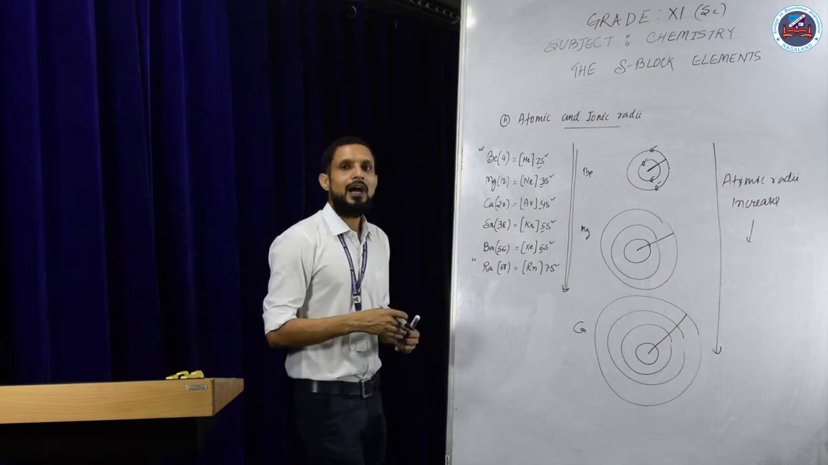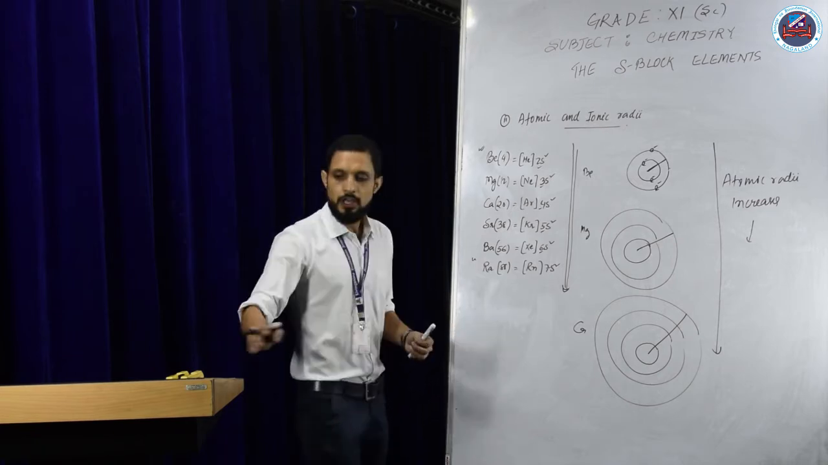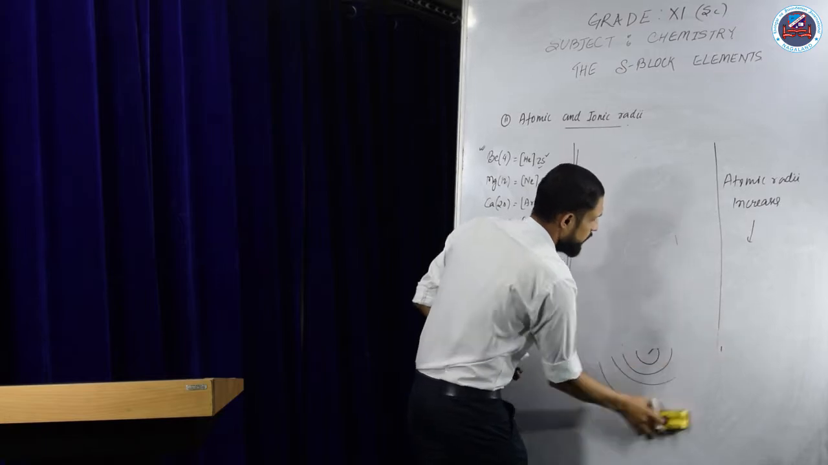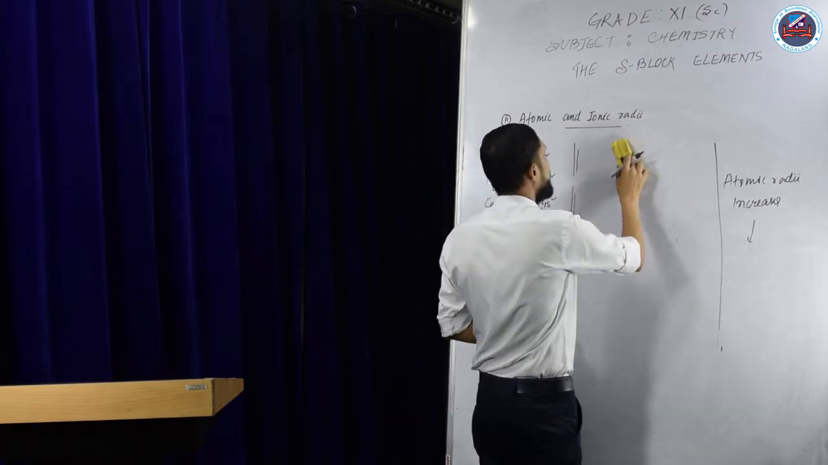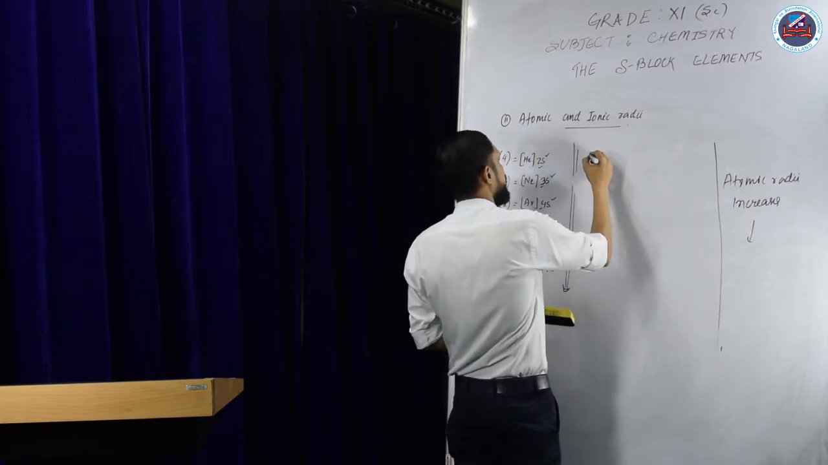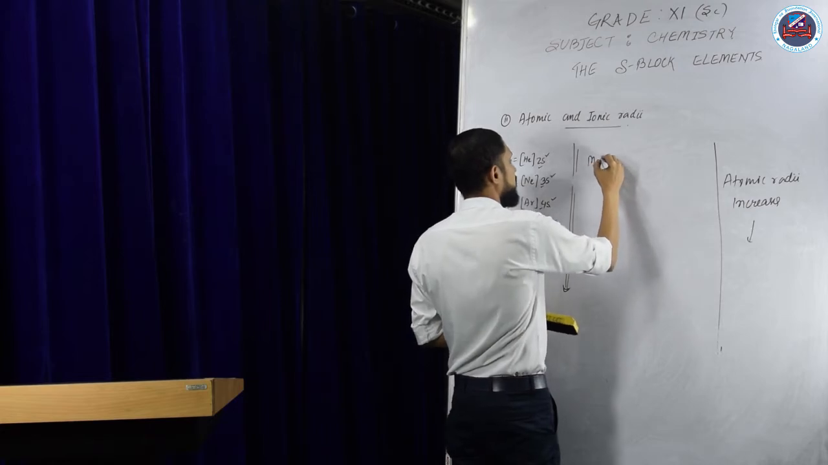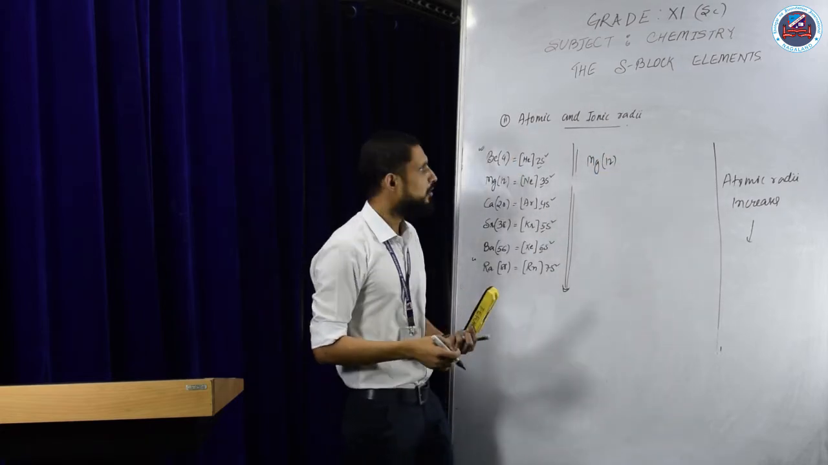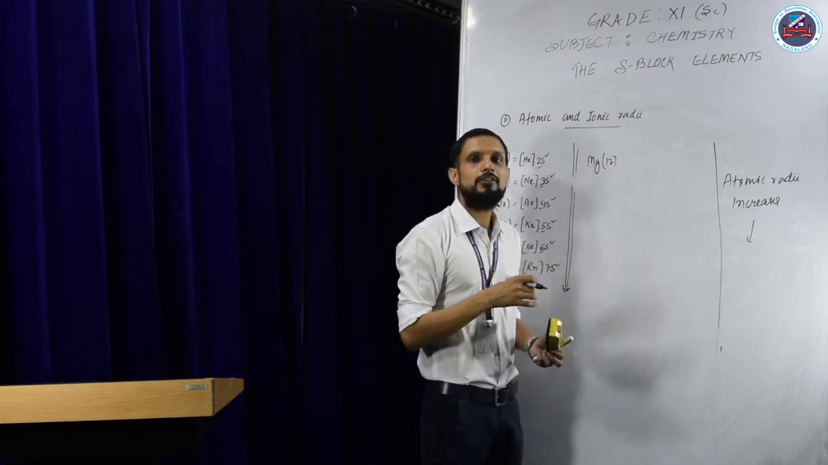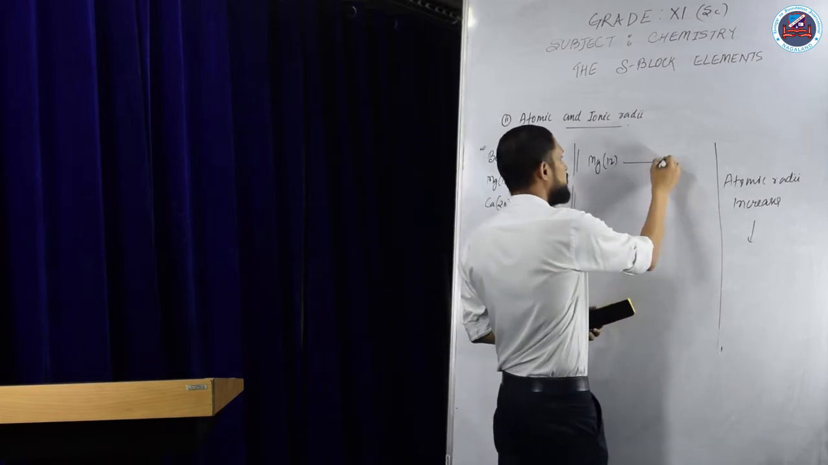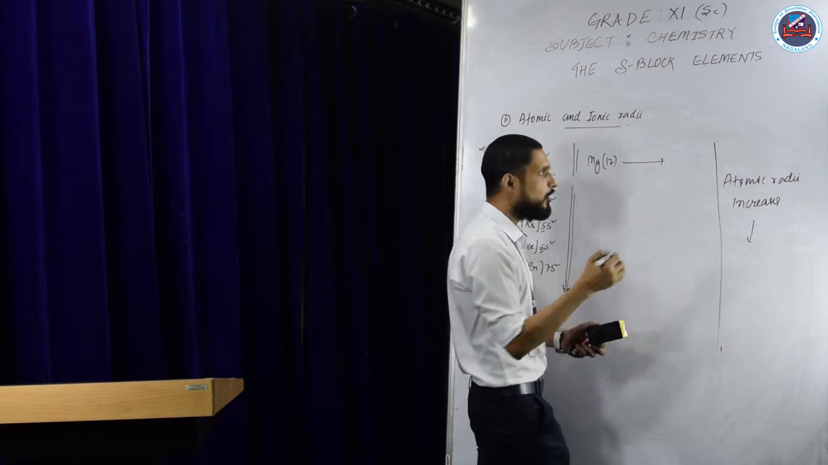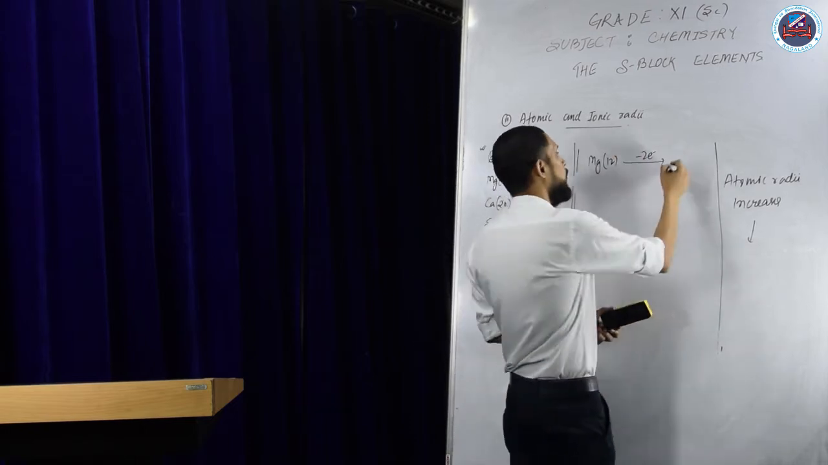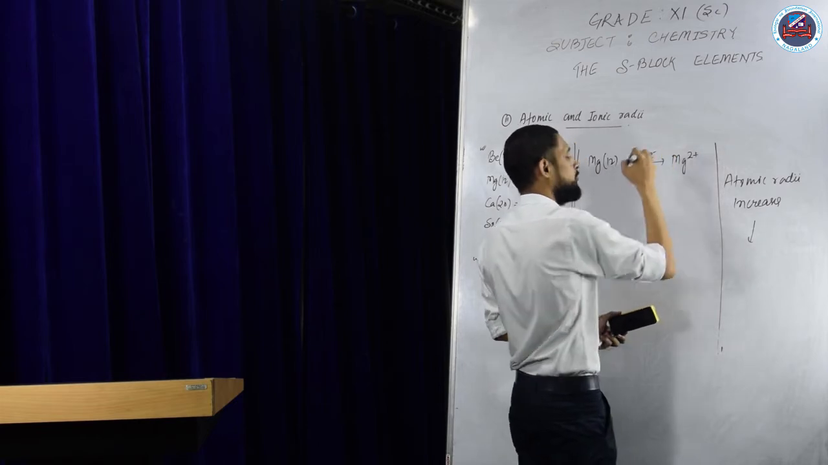What about the ionic radii? If we check the group 2 elements, they form divalent ion. Say if we take magnesium, atomic number is 12. So the nearest inert gas to magnesium is neon. So if they have to attain the electronic configuration of neon, they need to lose 2 electrons. So if they lose 2 electrons, they will get 2 positive charge.